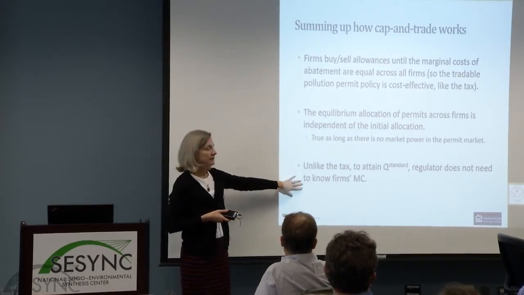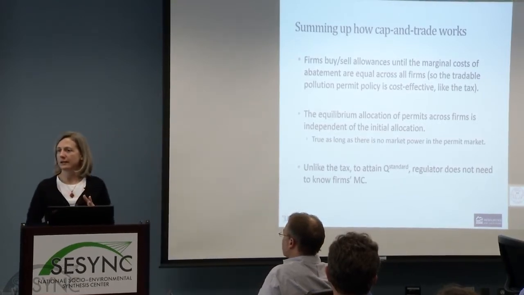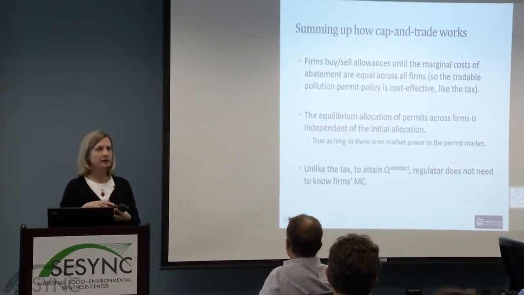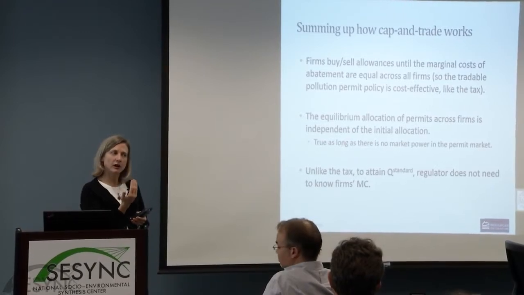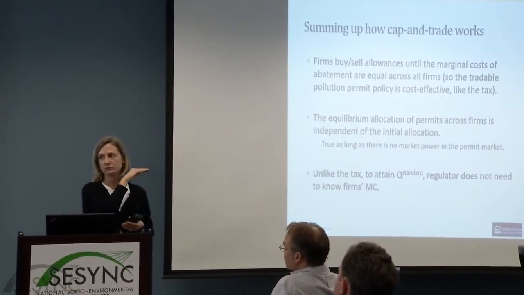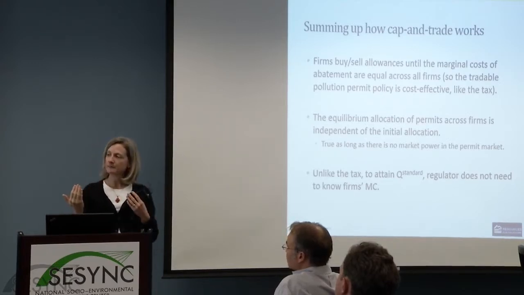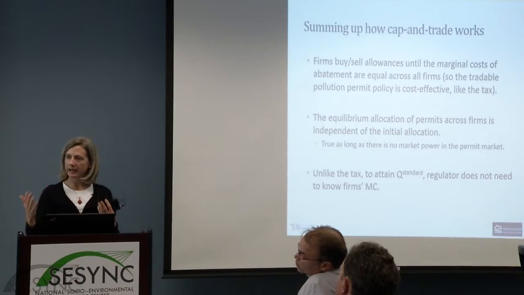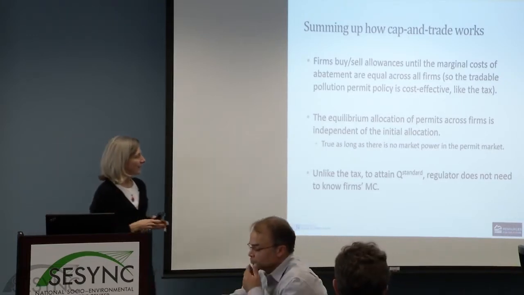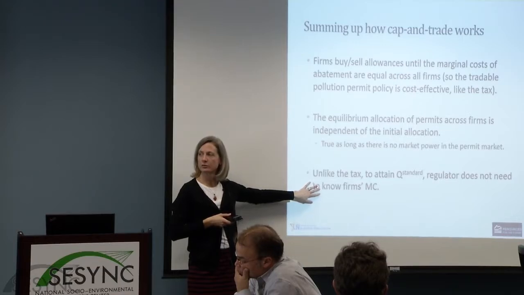Unlike the tax, the regulator doesn't have to know firms' marginal costs. This is something a little bit magical about cap and trade programs. When I said that in order to get Q star with a tax, I had to know something about the costs. But if I set Q, I know I'm going to get Q. That's my cap, and I'm going to enforce the cap. I don't have to know anything about individual firms' marginal cost curves in order to know whether I'm going to achieve Q or not.